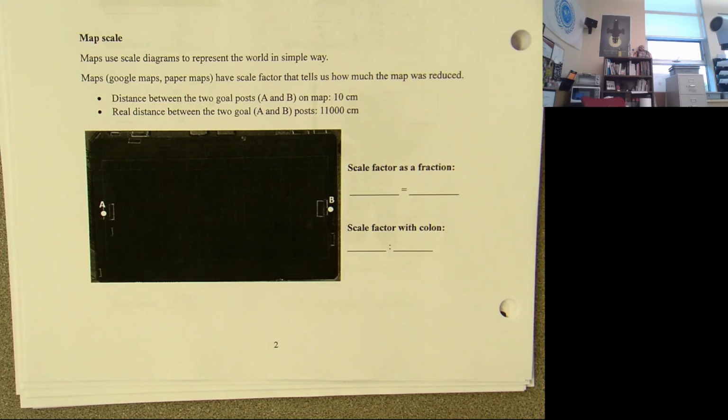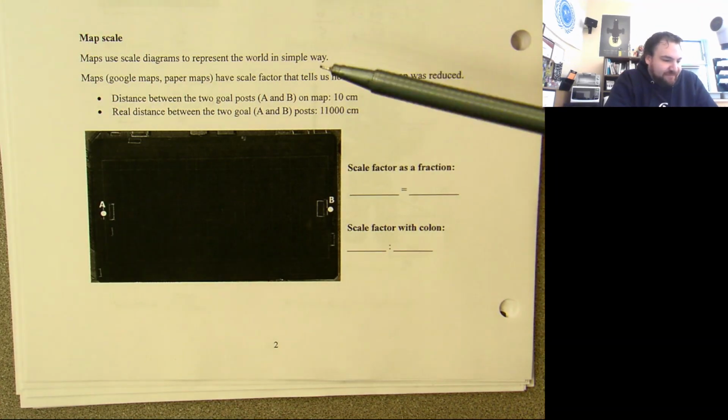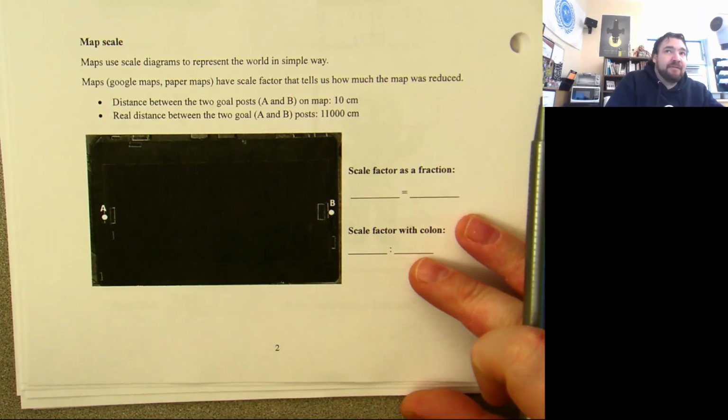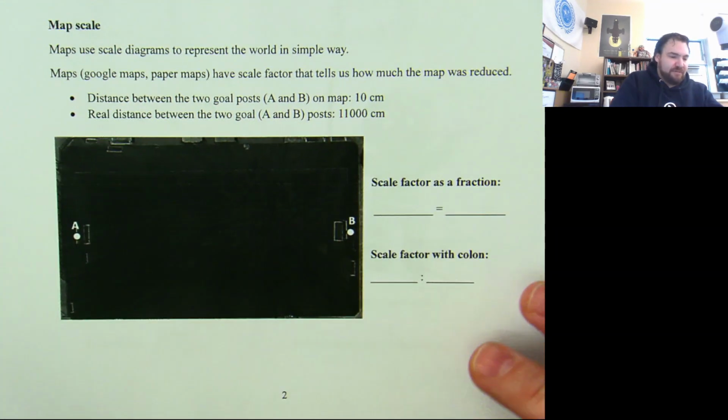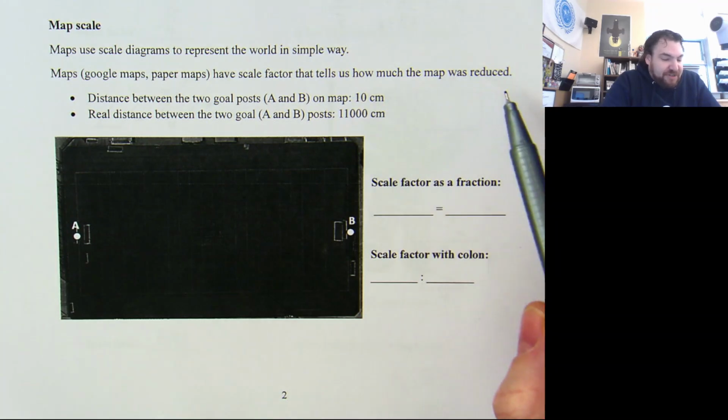We can start to use this scale factor to figure out what it's going to be on the original. What is it going to be? Well, let's take a look. Let's make it more interesting. Okay, back to this. It's 177. So, maps have a scale factor that tells us how much the map was reduced.